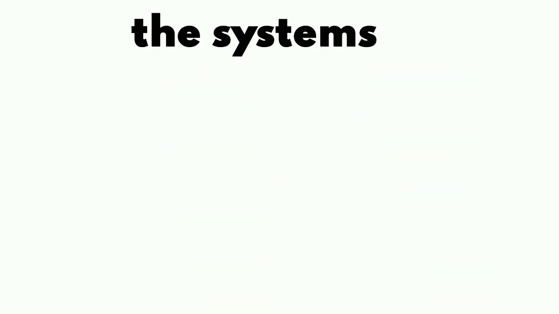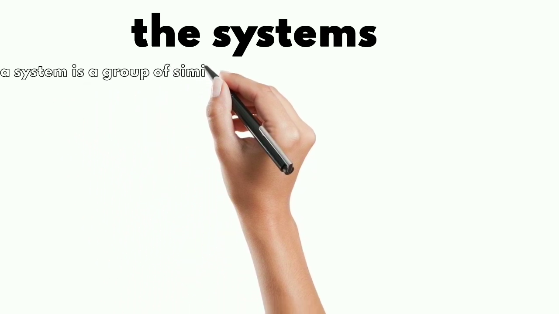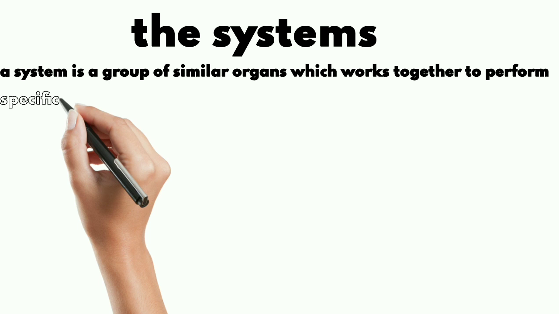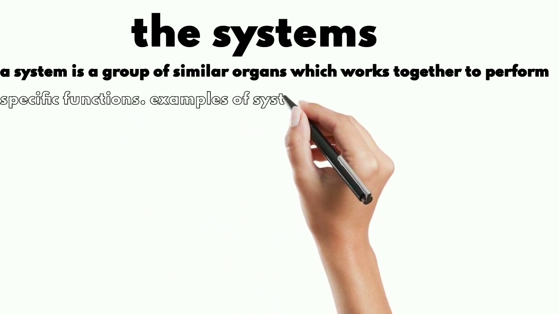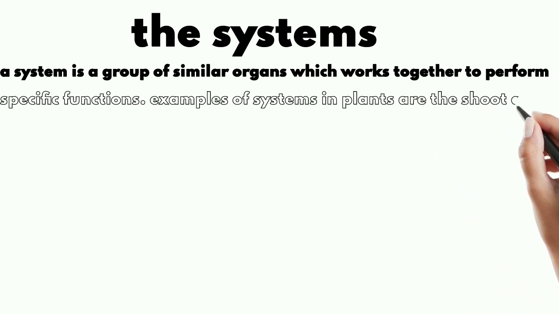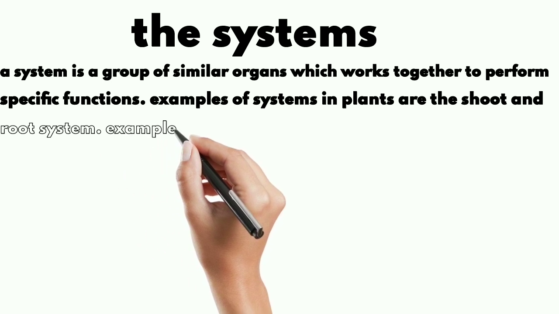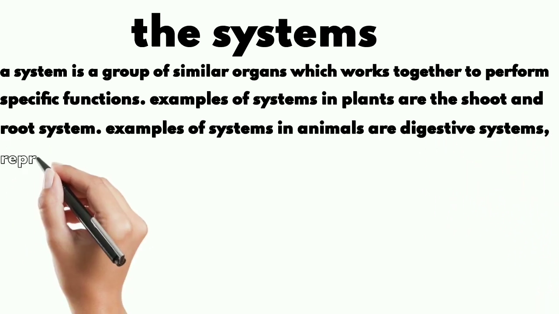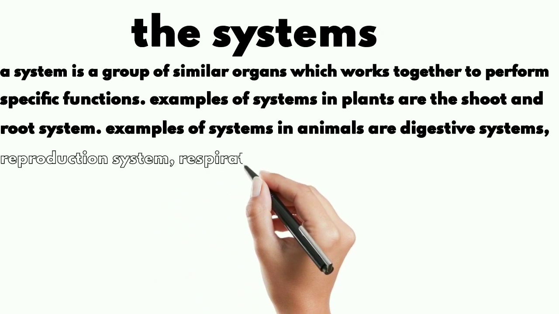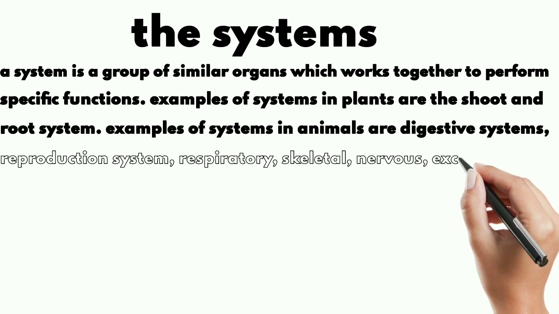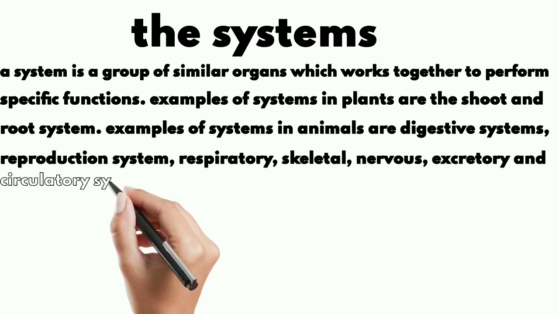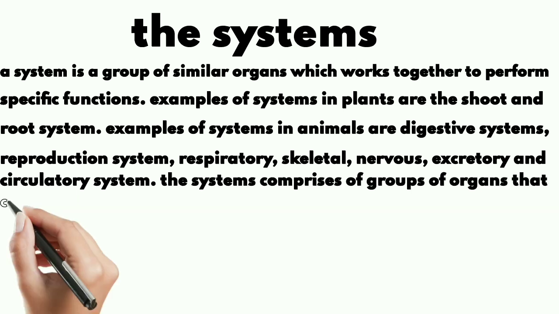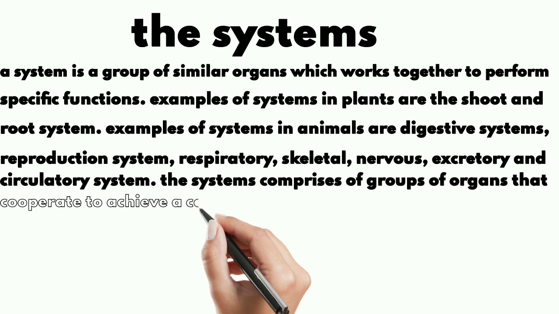The systems. A system is a group of similar organs which work together to perform a specific function. Examples of systems in plants are the shoot and root system. Examples of systems in animals are digestive system, reproductive system, respiratory system, the skeletal system, the nervous system, the excretory and circulatory system. The system comprises groups of organs that cooperate to achieve a common goal.